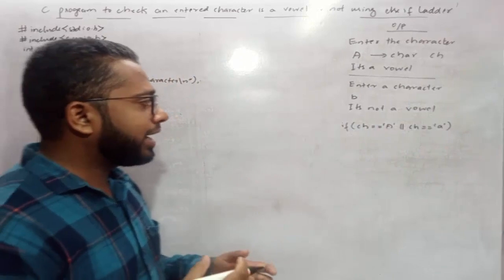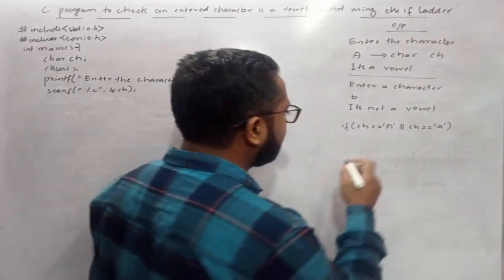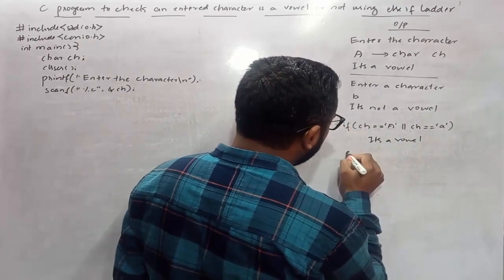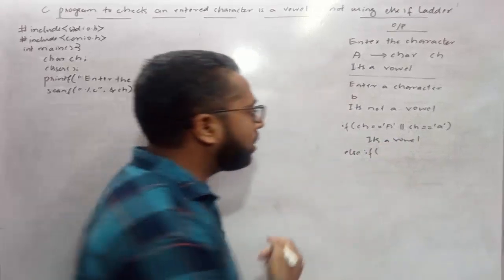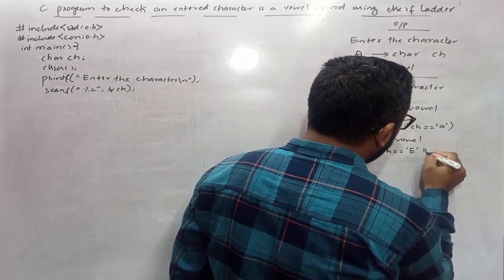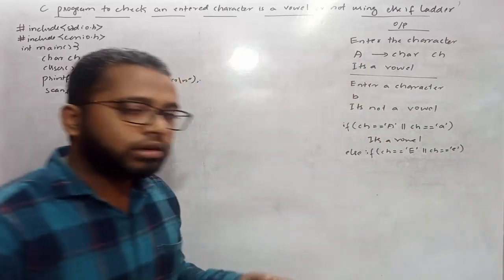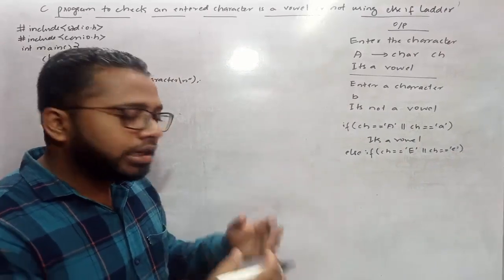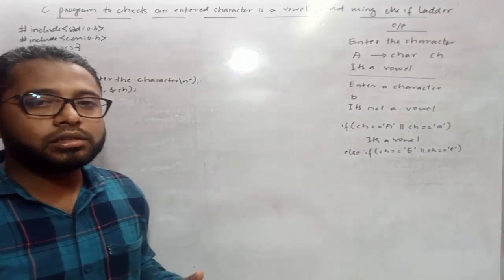If the user enters uppercase A or lowercase a, in both of these cases I will be displaying a message, it's a vowel. Else if, I will check with another vowel, if ch is equal to capital E or ch is equal to small letter e, then again I will display it's a vowel. And at the end, in the else part, I will display it's a consonant. The same code I will be using in the C program.